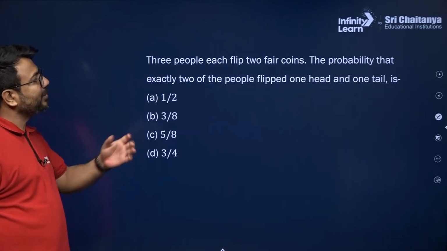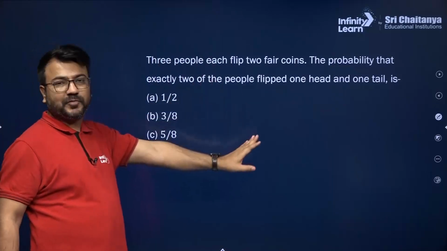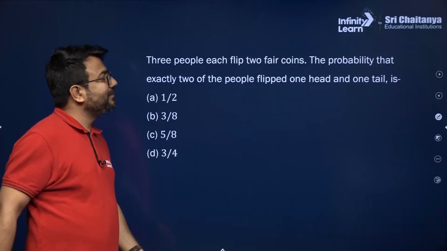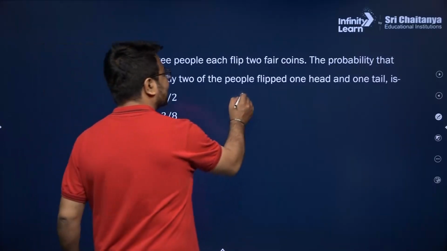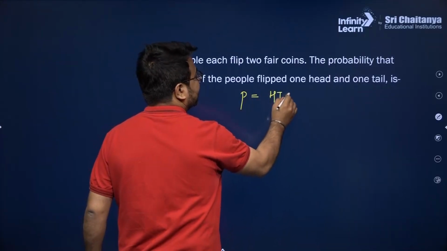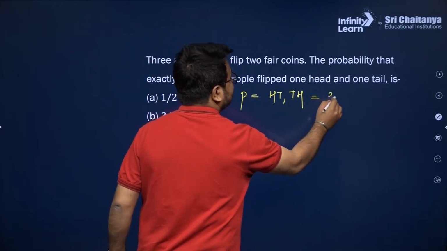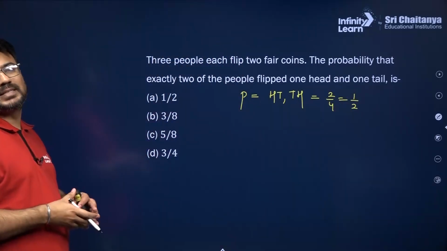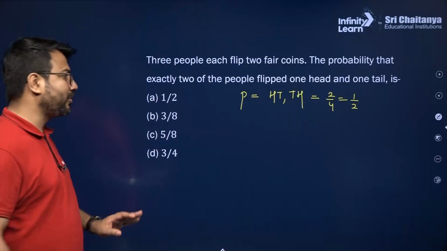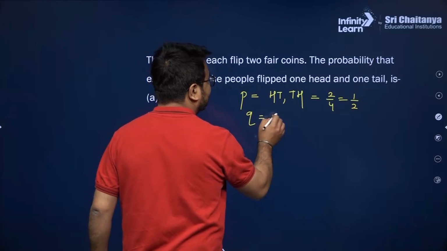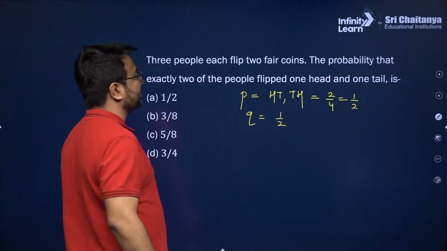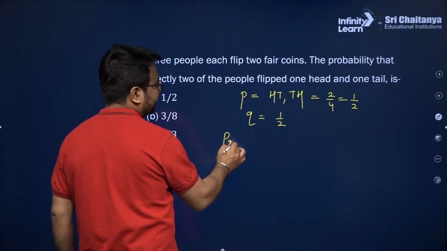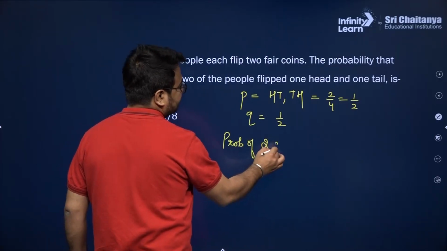3 people each flipped 2 fair coins. So the first one flipped 2 fair coins, and so did the second and the third. Now the probability that exactly 2 of the people flipped 1 head and 1 tail. So the success is HT and TH, which has probability 2 over 4, because there are a total of 4 outcomes in the sample space and 2 are favorable. The probability of success will be half and the probability of failure will also be half, that is 1 minus 1 by 2. Now out of the 3 people, I want 2 successes.